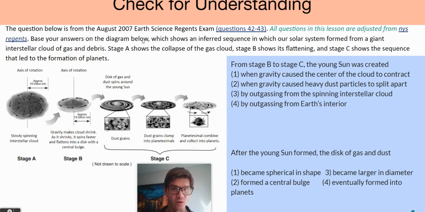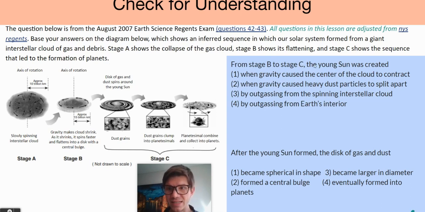It says, the diagram below shows an inferred sequence in which our solar system formed from a giant interstellar cloud of gas and debris. We know that these interstellar clouds of gas and dust are nebula, so you should already be thinking that this is talking about the nebular hypothesis. Stage A shows the collapse of the gas cloud. Stage B shows its flattening. And stage C shows the sequence that led to the formation of planets.